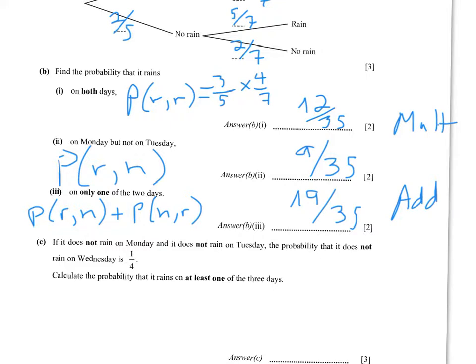All right, and then finally, we've got Wednesday. The probability that it does not rain on Wednesday, after it doesn't rain on Monday and Tuesday. So I'm going down all the branches to add a 3rd branch for Wednesday. So new branch of the tree here, and it's a no rain situation, so that's 1 over 4 for no rain.